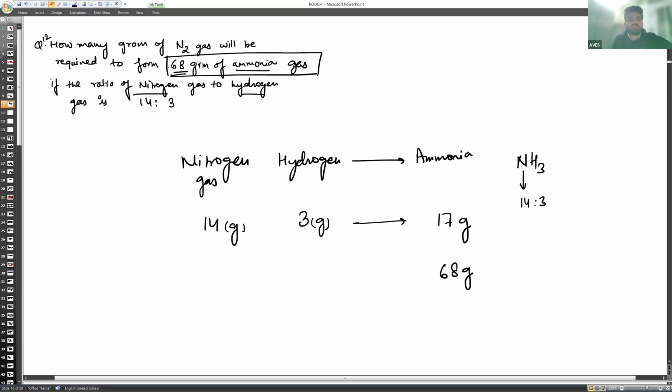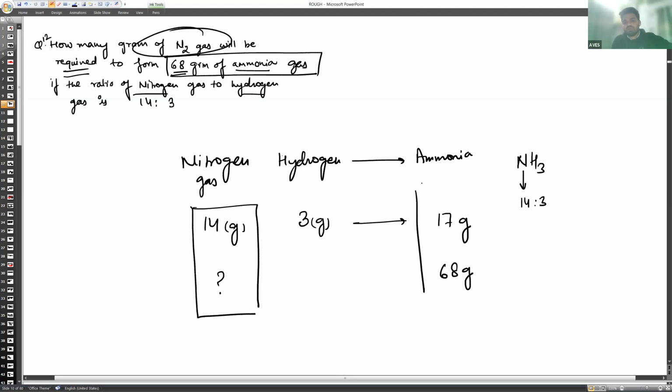Then it is asking how many grams of nitrogen gas are required. So we need to find this. This is very simple. The relation between this one and this one is given to you. So just take the relationship of this 14, and let x grams of nitrogen gas be required. So write 14 by x is equal to 17 by 68. Write it as a fraction, this upon this is equal to this upon this. Now you can take the reciprocal, or you can cross multiply these two. It's your choice.